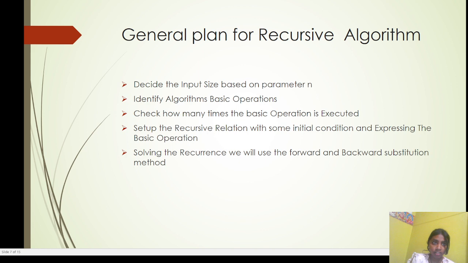General plan for the recursive algorithm. Let me show the general plan, how to analyze the recursive algorithm for the factorial code. Decide the input size based on the parameter n. Identify the algorithm's basic operation. Check how many times the basic operation is executed. Set up the recurrence relation with some initial condition, expressing the basic operation. To solve the recurrence, we will use the forward and backward substitution method.